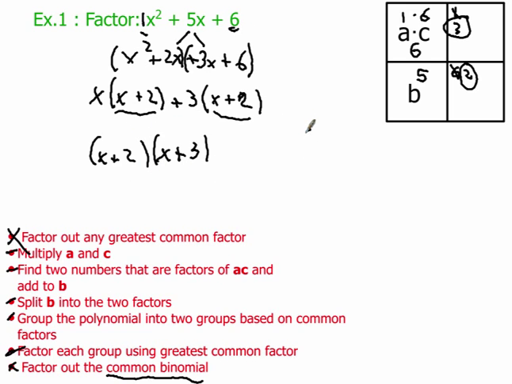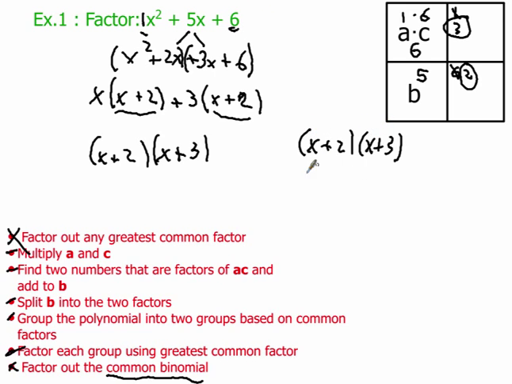Now let me show you how you can check your work. Got x plus 2 times x plus 3. We know how to do this multiplication. Just do the distributive property twice. And if we're right, if we did this correctly, we should come out with x squared plus 5x plus 6.